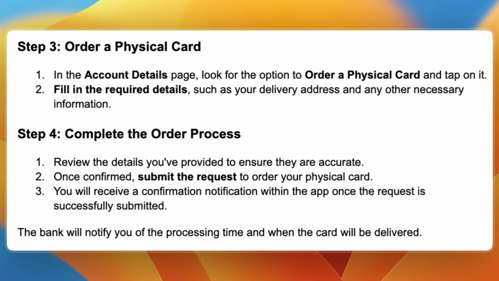Step number 4, which is the final step, is to complete the order process. So review the details you have provided to ensure they are accurate. Once confirmed, submit the request to order your physical card and you will receive a confirmation notification within the app once the request is successfully submitted. The bank will notify you of the processing time and when the card will be delivered. So now you know how to order a physical card in the Union Bank app.